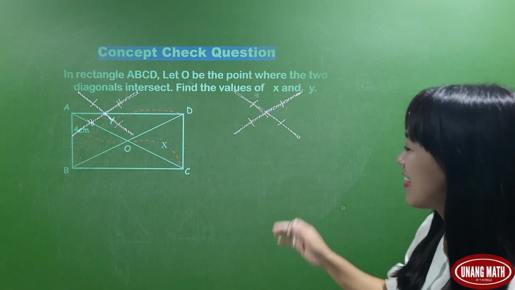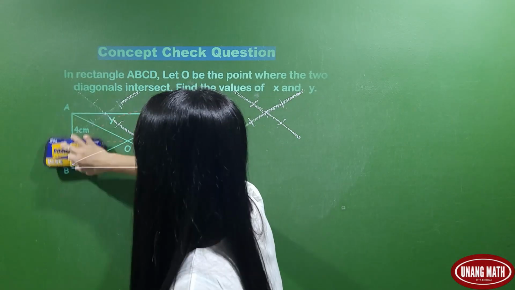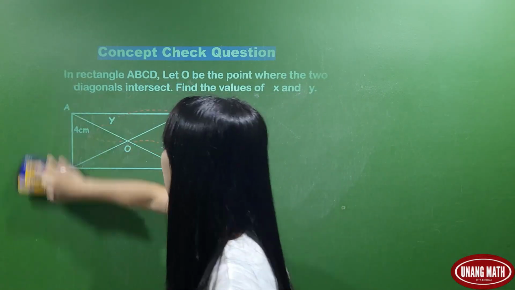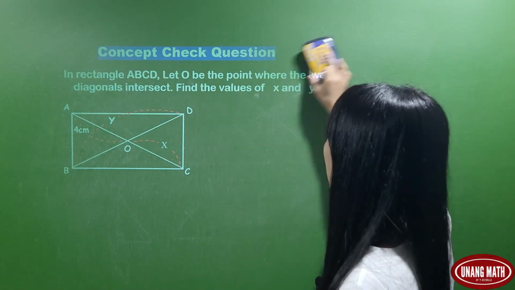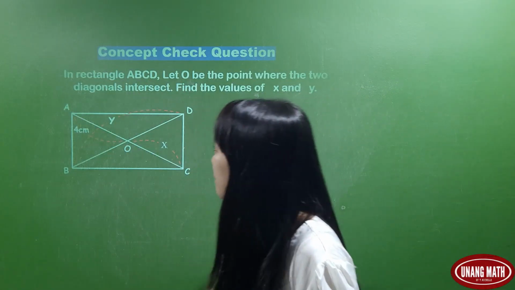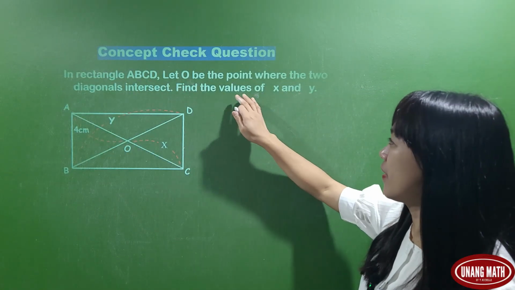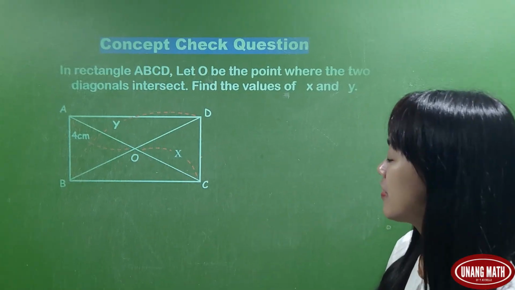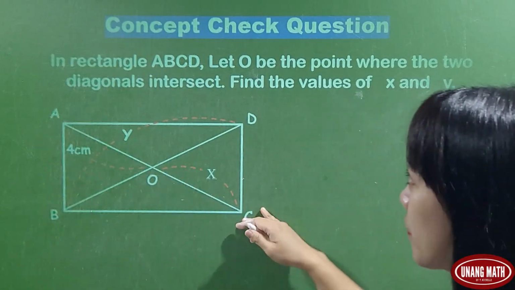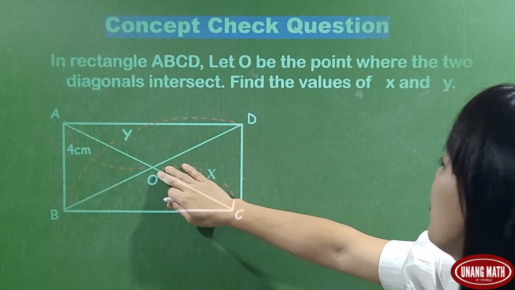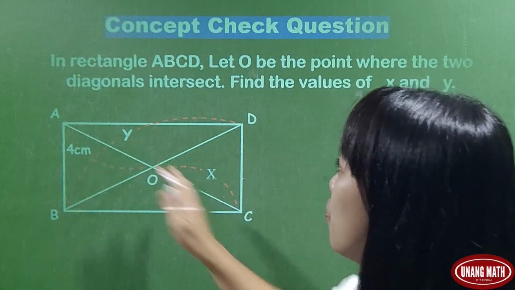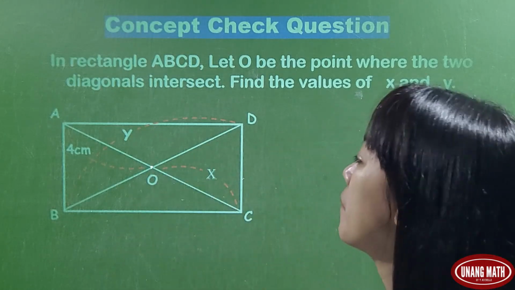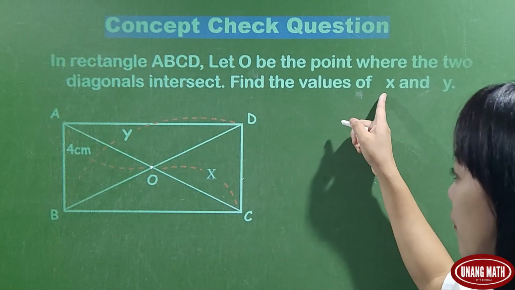Okay, now, let's give an example by answering this concept check question. In rectangle ABCD, we will let O be the point where the two diagonals intersect. We will find the values of X and Y. So it's given that this figure is a rectangle and O is the point of intersection of these two diagonals, or this point O. Okay, we will find the values of X and Y.